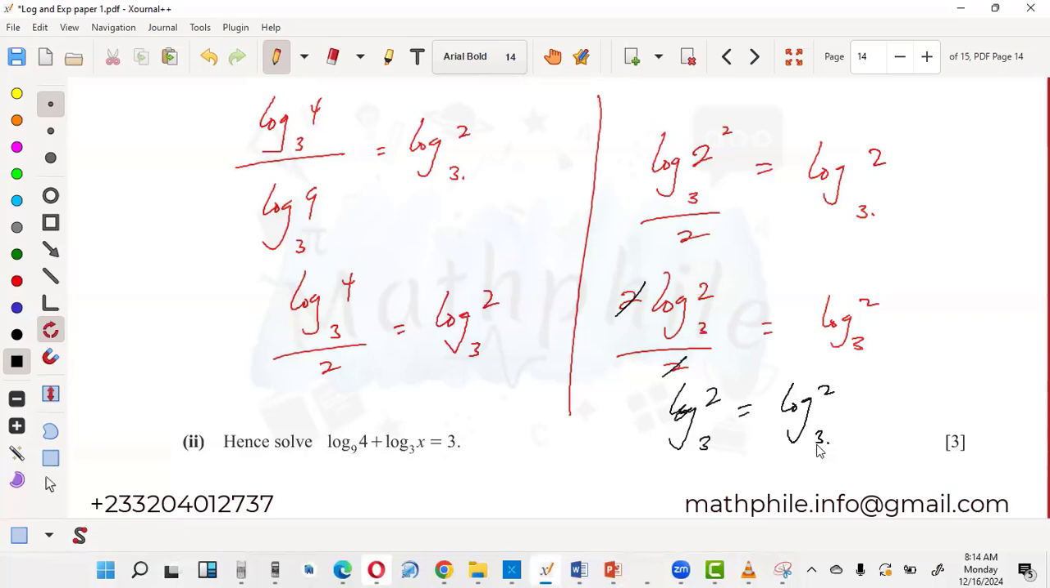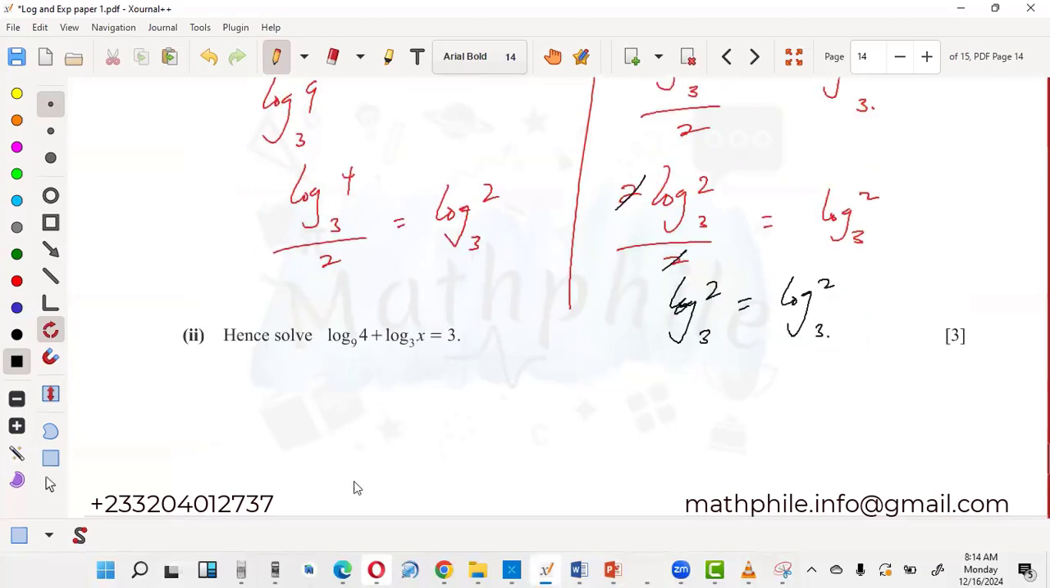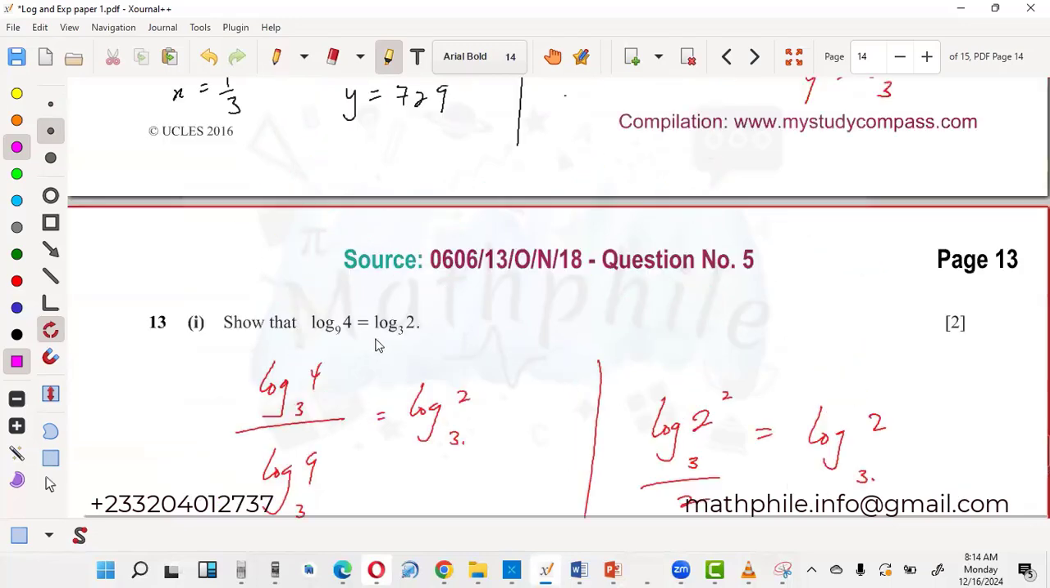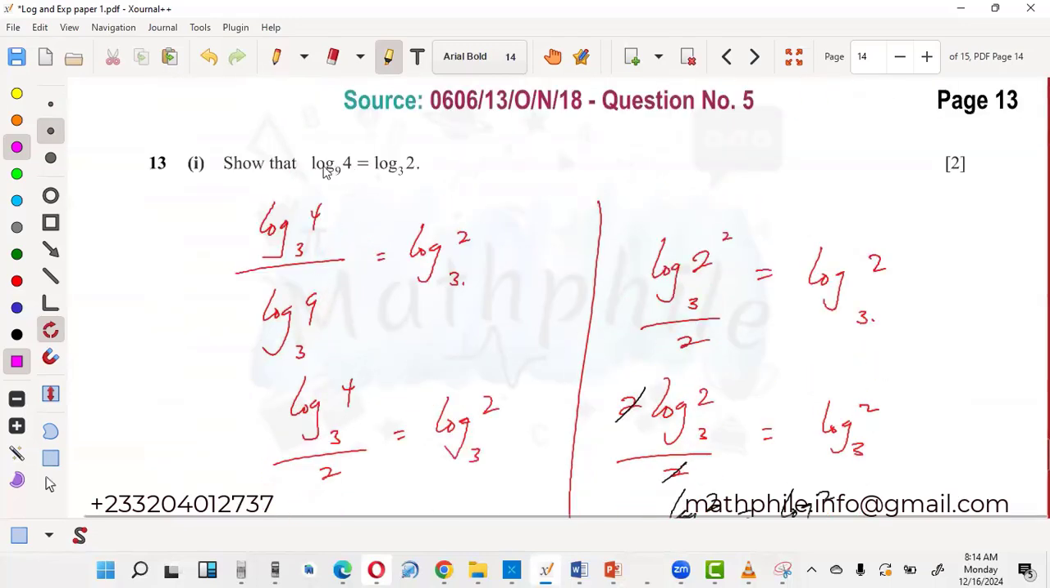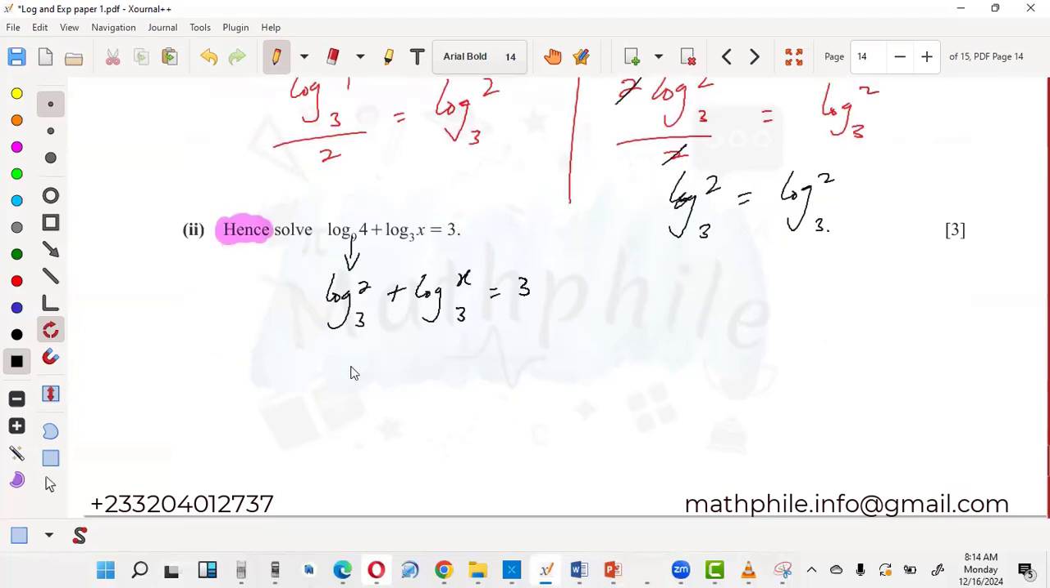Okay? Yes. Again, the word hence is used, which means there is something in the previous question we need to use for this question. In the previous question, we saw log 4 base 9 to be equal to log 2 base 3. So I can replace this one with log 2 base 3, plus log x base 3 equals 3. The bases are the same, so I can write this as log 2x base 3 equal to 3.